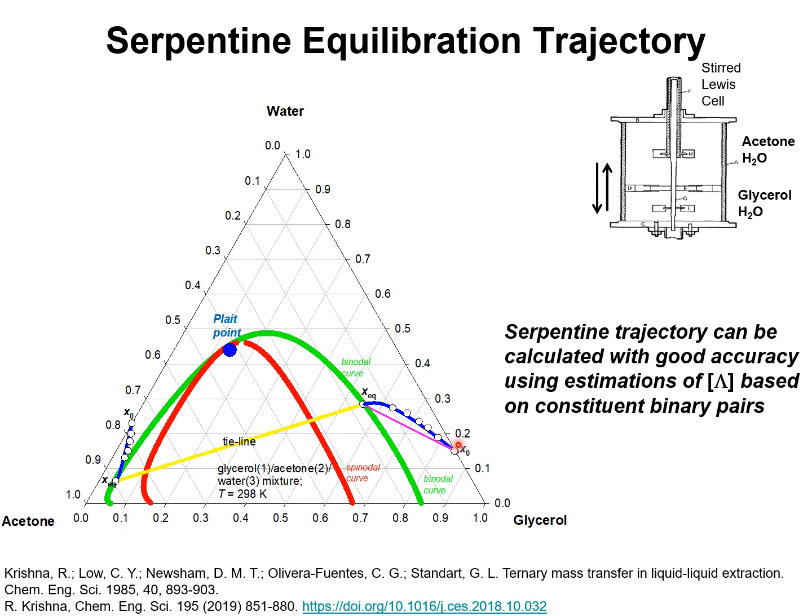The message to be drawn here is that serpentine trajectories are the result of diffusional coupling effects that are engendered largely by thermodynamic coupling effects.